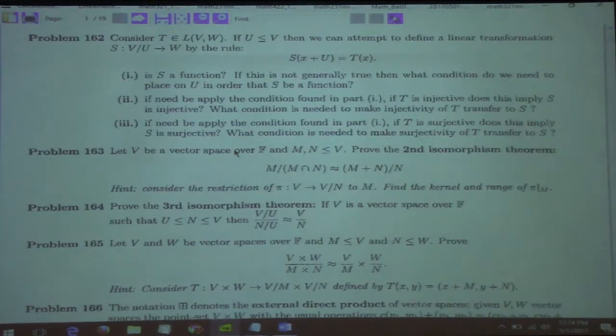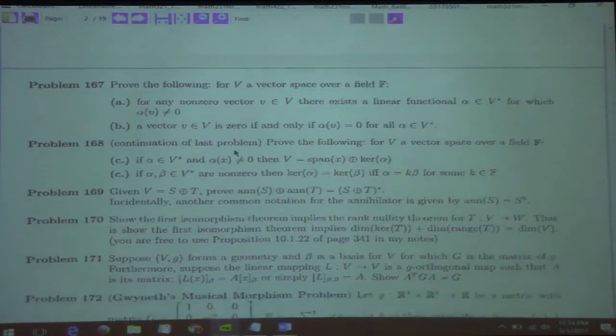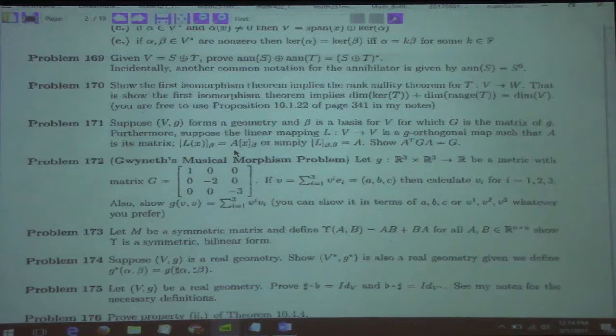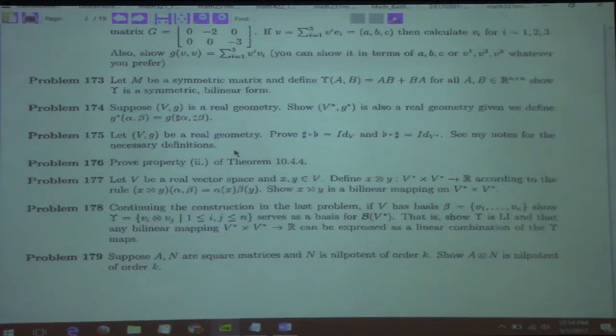Problem 164. Oh, look, there's a second isomorphism theorem. Yeah, some of these were in the homework. I didn't assign 166. Let's see here, what else did I do? You did solve Gwyneth's musical morphism problem, and problem 171 was also in your homework. Anyway, these are not bad problems. I don't know if I should really post this or not. I think it may be distracting to you, though.